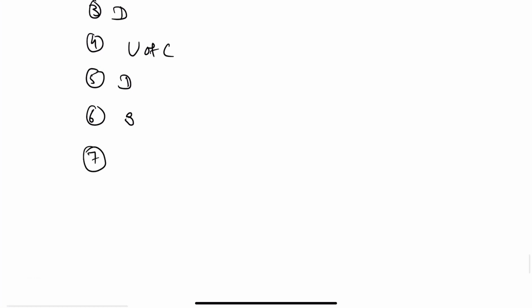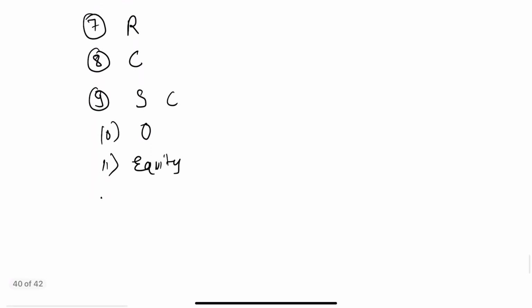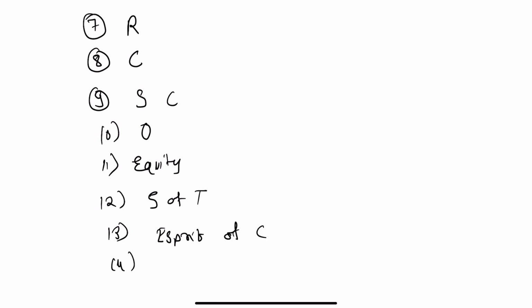Then we have subordination of personal interest to general or common interest. Seventh, we have remuneration. Eighth is centralization. Ninth, scalar chain. Tenth is order. 11th is equity. Just remember these things. 12th is stability of tenure. 13th is spirit of cooperation. And 14th is initiative.